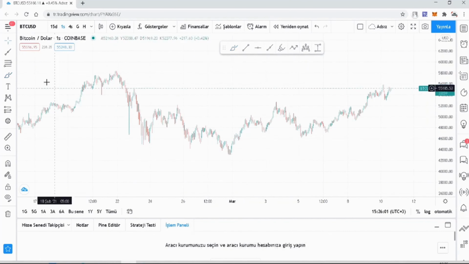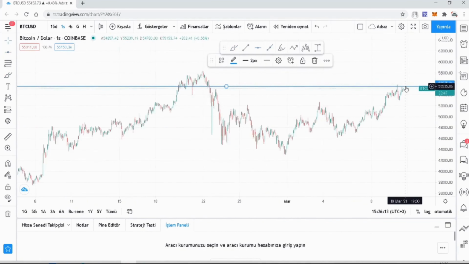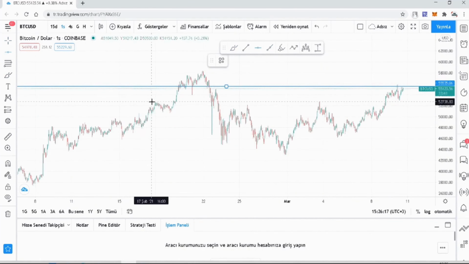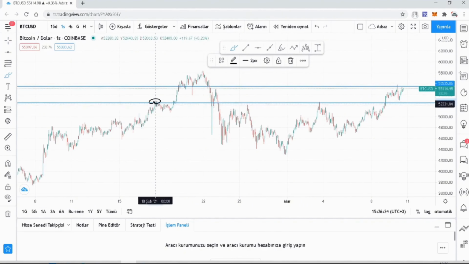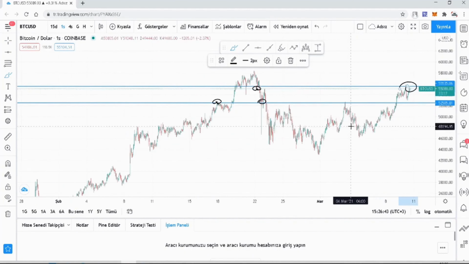So, friends, actually, there is a low point here from before. This low has emerged as resistance. Here, however, there is a peak. This peak has appeared again as resistance. The lows act as resistance, while the highs act as support. Look, this peak here has acted as support, and this trough here has acted as resistance. So, this is what you need to understand.